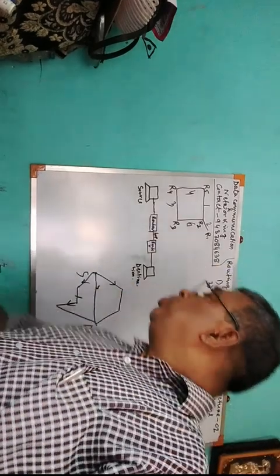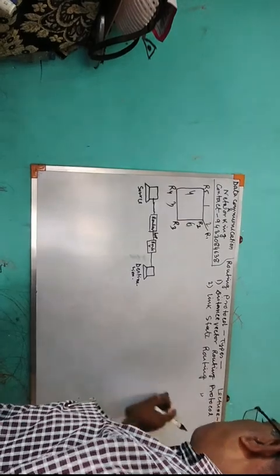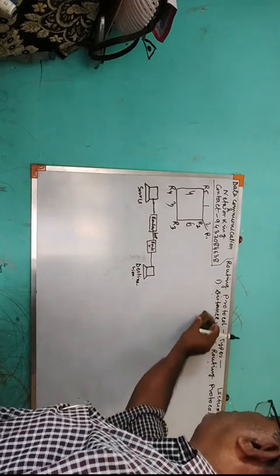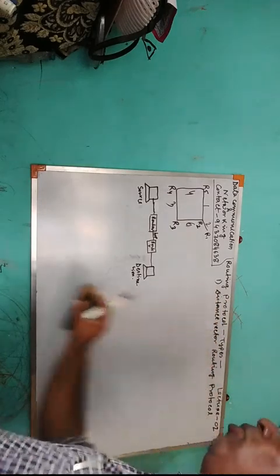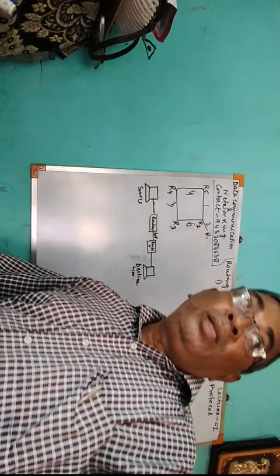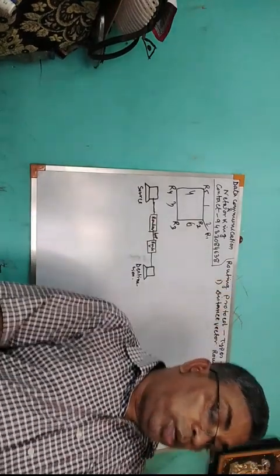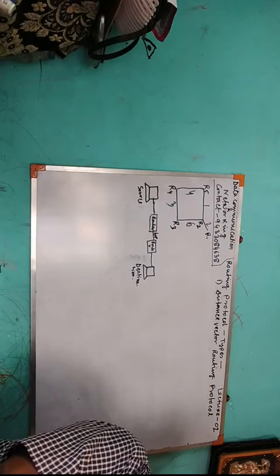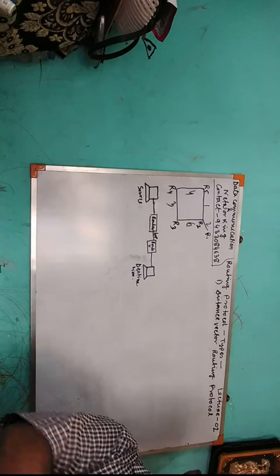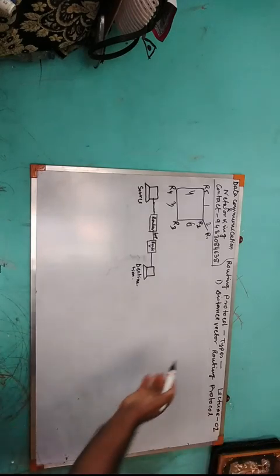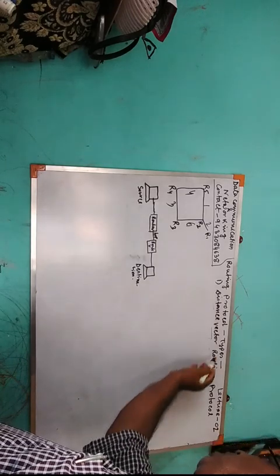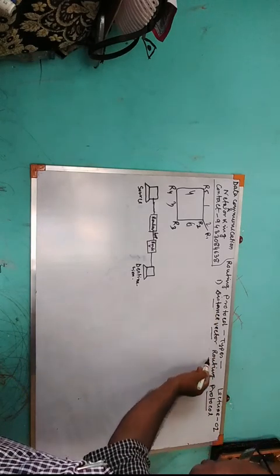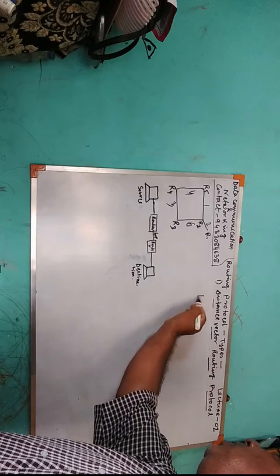Now let us start with distance vector routing protocol. I will explain this one first, then I will explain link state routing protocol, and then the difference between these two. In distance vector routing protocol, there are four words here: distance, then vector, then routing, then protocol. Each of the four words has some meaning. First, distance.